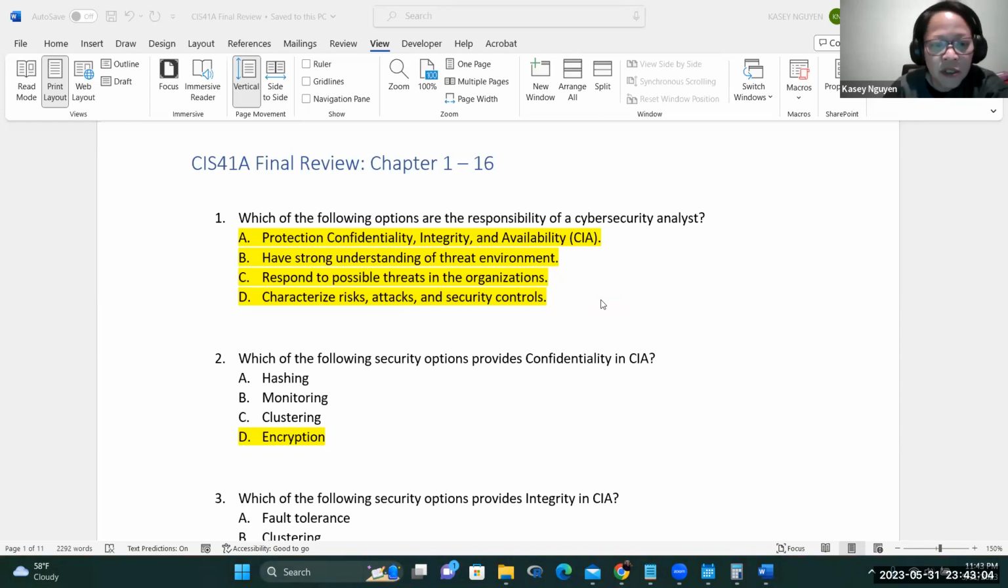For question number 2, it asks you which of the following security options provides confidentiality in CIA. And if you look at the option, encryption is the best option to choose here, because encryption is going to allow us to protect confidentiality compared to hashing, monitoring, and clustering. Those focus on other areas. So for example, hashing is for integrity versus encryption is for confidentiality.